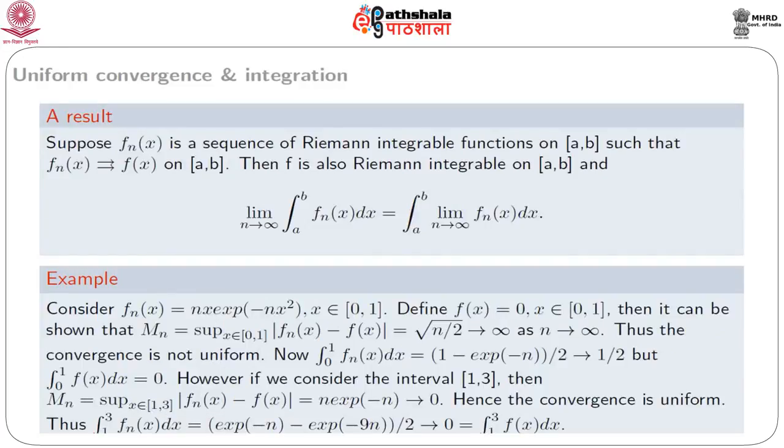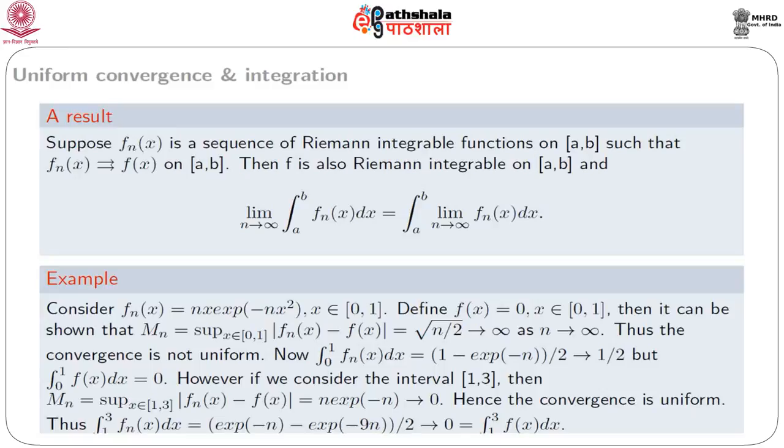Next, consider a consequence of uniform convergence and Riemann integrability. Suppose fn(x) is a sequence of Riemann integrable functions on the closed interval [a, b] such that fn(x) converges uniformly to f(x) on the closed interval [a, b]. Then f is also Riemann integrable on the same interval, and the limit of the integral of fn(x) is the same as the integral of the limit of fn(x). That is, in this case uniform convergence enables us to interchange the operations of integration and limit.